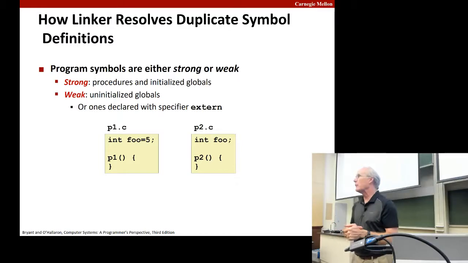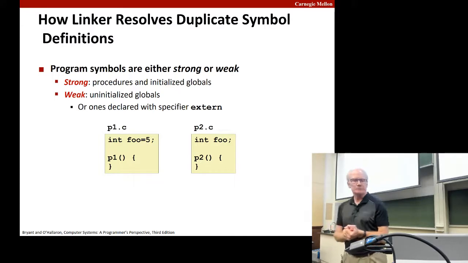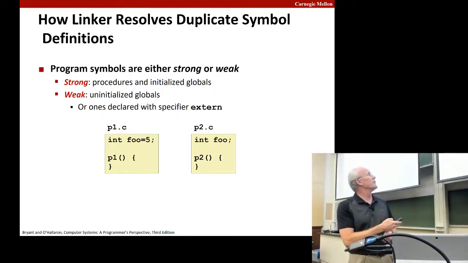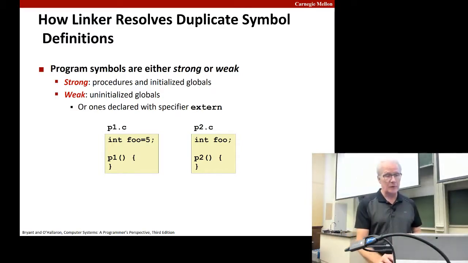A strong symbol is one where there's an assignment made to a variable, or there's a definition of a function. And a weak symbol is one where it's just referenced or declared, but it's not actually given any definition. So for example, in this case, you see that foo is strong in P1 and weak in P2. And the function P1 is strong in P1 and P2 is strong in P2, and not weak in either place, not used in the other places.